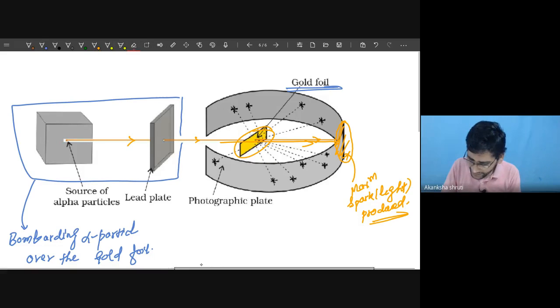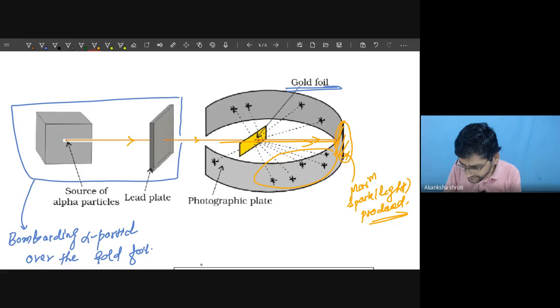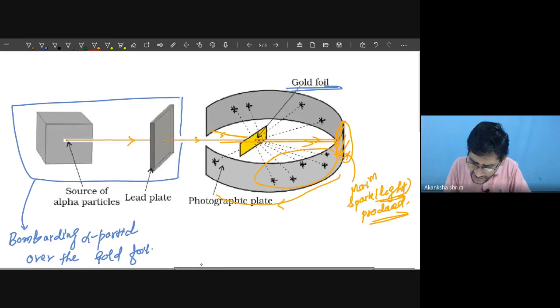Then the next observation was few of them or some of them are hitting this other region, means in this region. But as we move away from the center part, the number of light flashes produced, called scintillation, is reduced. And it was observed that very few, means this screen is just nearly touching, only a certain gap is there. So very few were just returning back and hitting this region also.